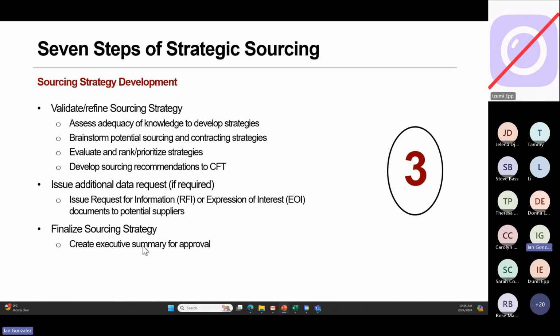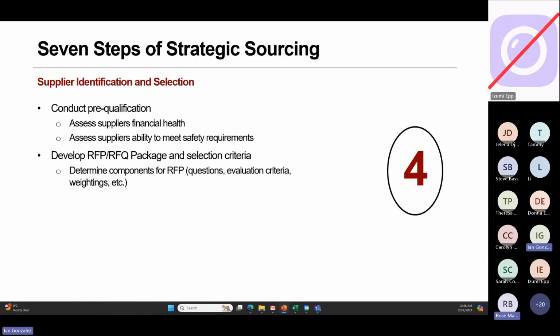Okay, and then you create an executive summary, usually for approval, because this is in the 7 steps. This is the first time you actually talk to senior management and tell them, I have a plan, I'm going to market, and this is going to require spending. Okay, so this is where the checks and balances come in. Here's the first one. You require approval for your plan. Okay, what is step 4?